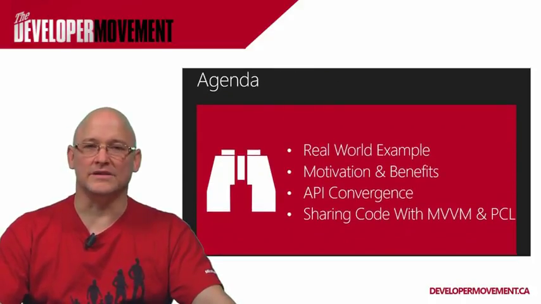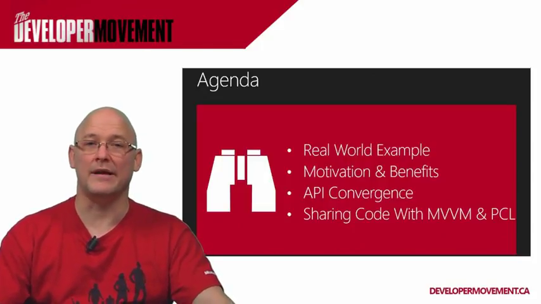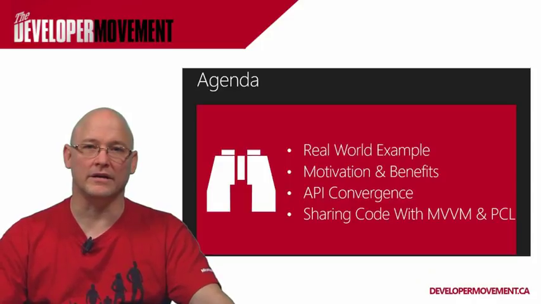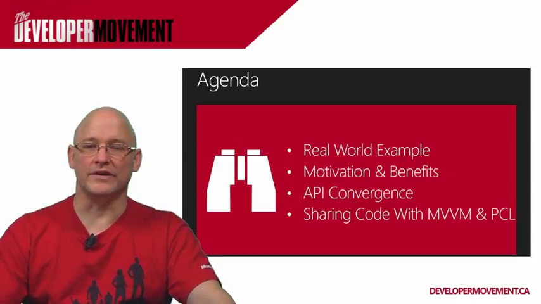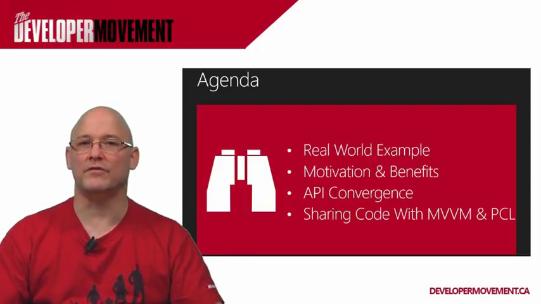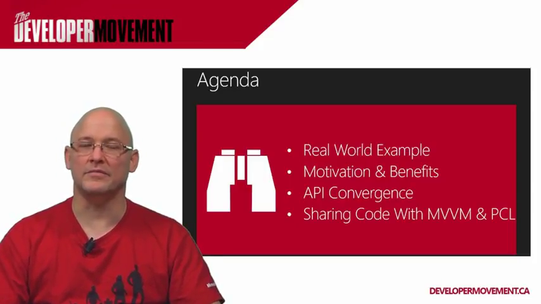What we're going to look at today is a real-world example of using MVVM and sharing code across multiple screens and actually across multiple applications, which really helps to improve your ROI and increase the value proposition of using MVVM. We're also going to look at the motivation and benefits of using it. We're going to look at API convergence between the different platforms of Windows Phone and Windows 8. And we're going to look at sharing some code with MVVM and PCL.